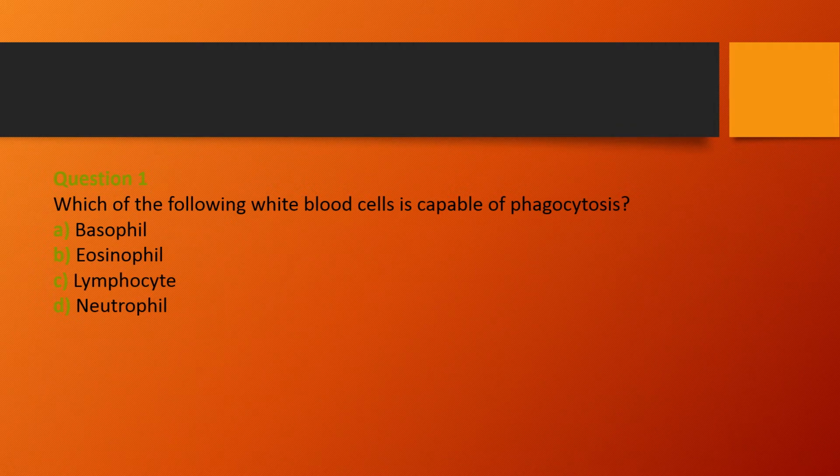The first question is, which of the following white blood cells is capable of phagocytosis? The answer is neutrophil. Neutrophil is a type of white blood cell. White blood cells are of two types, granulocytes and agranulocytes, in which the neutrophil falls under granulocytes, and it is the most prominent of the white blood cells.